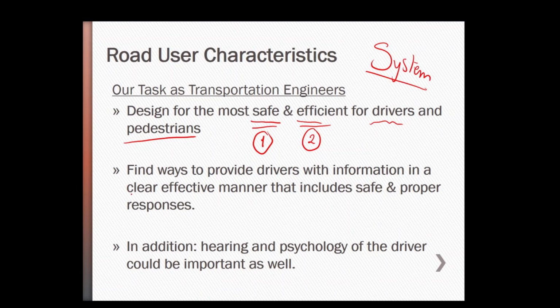So we want to find ways to provide drivers with information in a clear, effective manner. Information is not only messages or radio or signs. Information is just looking at the road, looking at the curve, looking at the signs, seeing the markings, seeing the cars ahead of you. That's the meaning of the word information. Knowing that there's a problem, I need to stop, or a problem, I need to divert. This is what we call information, in a clear, effective manner that includes safe and proper responses. So you want the driver to see something ahead of time and react enough to either change lanes or stop.